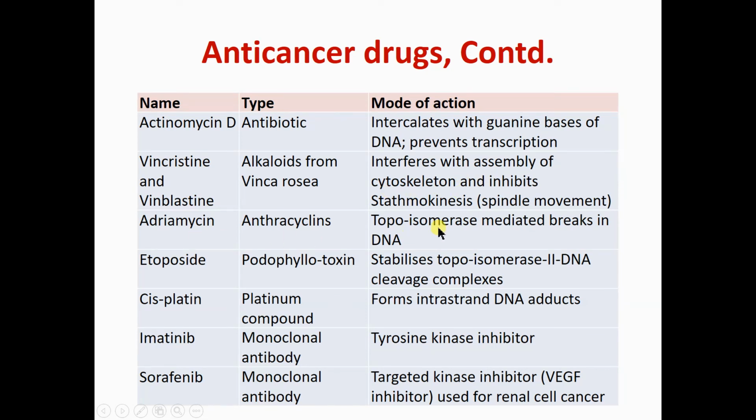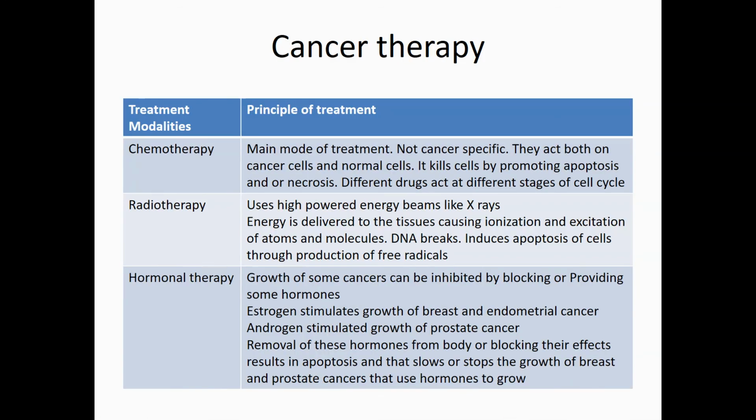Then adriamycin leads to topoisomerase-mediated breaks in the DNA. Etoposide and teniposide stabilize the topoisomerase 2 DNA cleavage complexes, so they actually inhibit the topoisomerase enzyme. It cannot cut the DNA strand, so the supercoiling of the DNA cannot be released. Then cisplatin forms inter-strand DNA adducts. Imatinib and sorafenib are certain kinase inhibitors. So this is about chemotherapy.